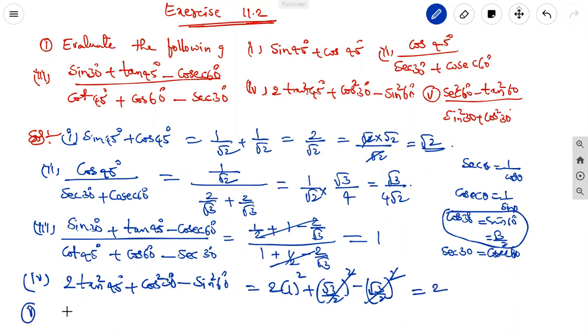Fifth one. Secant square 60 minus tan square 60 by sin square 30 plus cos square 30.